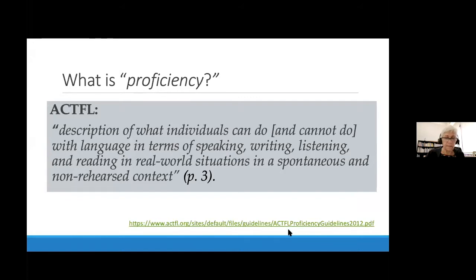So what is proficiency? ACTFL defines proficiency as a description of what individuals can and cannot do with language in terms of speaking, writing, listening, and reading in real-world situations in a spontaneous and non-rehearsed context.